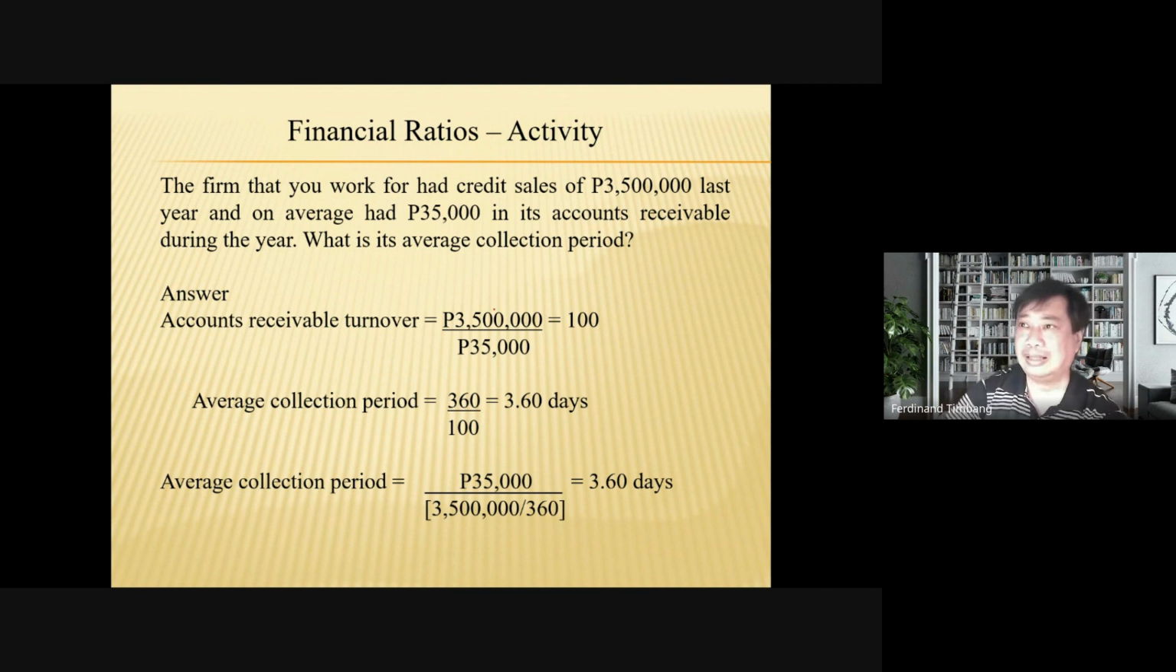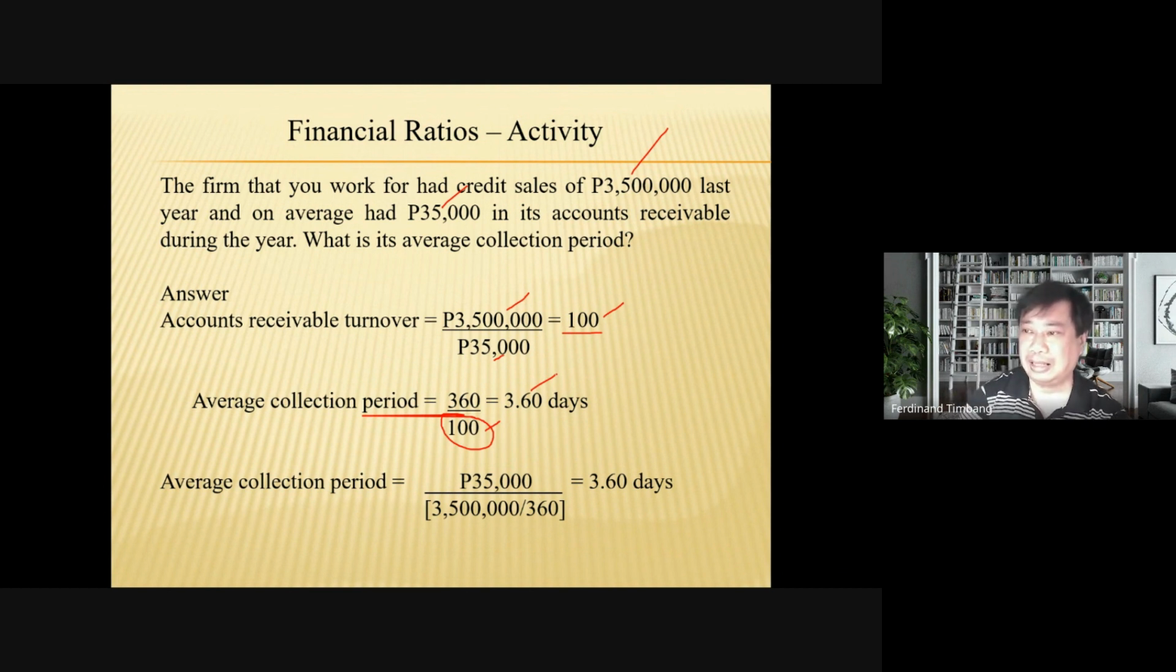Isn't our formula net credit sales? So we have the 3,000,005, that's this one. And then we have the average receivables, which is this one, 35. So this means our turnover is 100 times. So the higher the turnover, the better. If your turnover is high, since it is the denominator here, it means this is small, so your average collection period will be shorter.